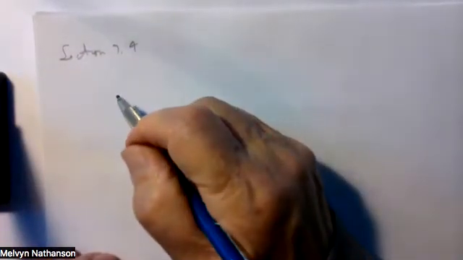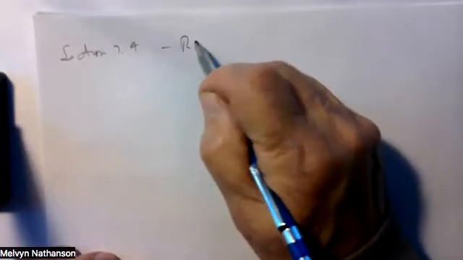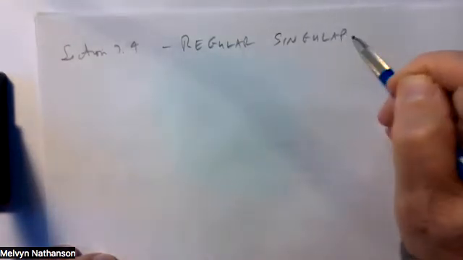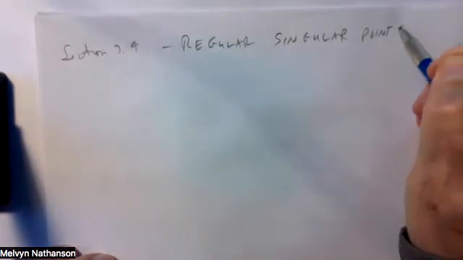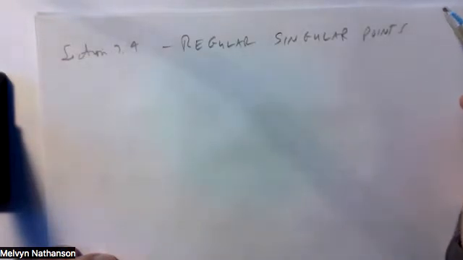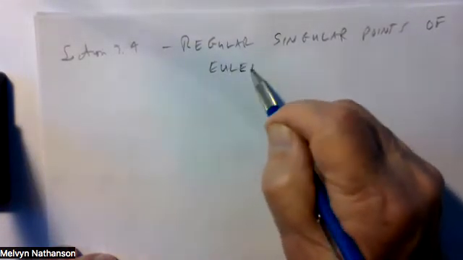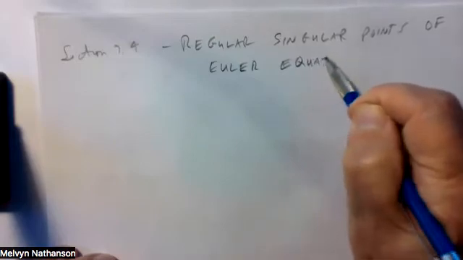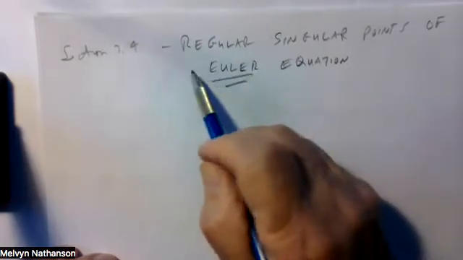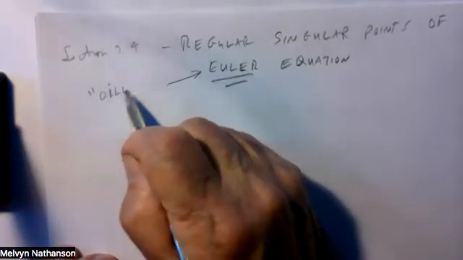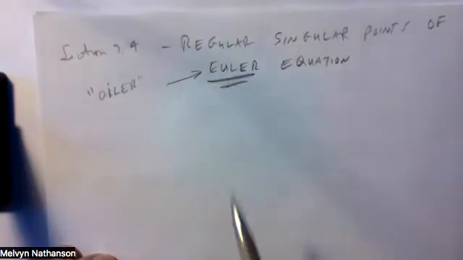So this is section 7.4. It deals with what are called regular singular points of a special type of differential equation, which is called an Euler equation. So this is a famous mathematician from the 18th century whose name is pronounced Euler, like oil, Euler. But that's how it's spelled.